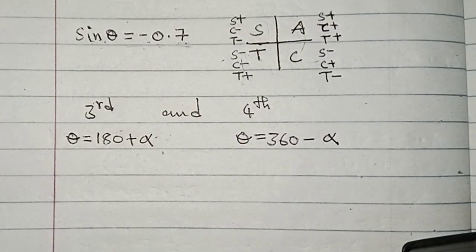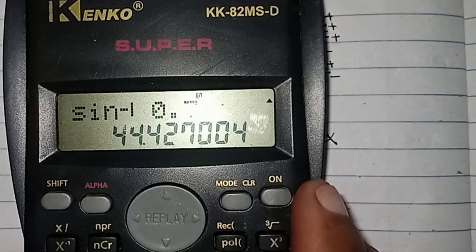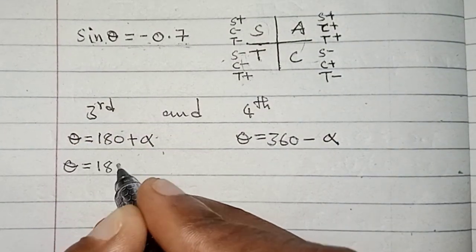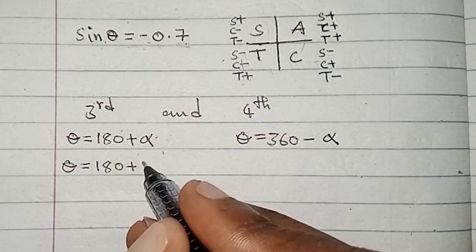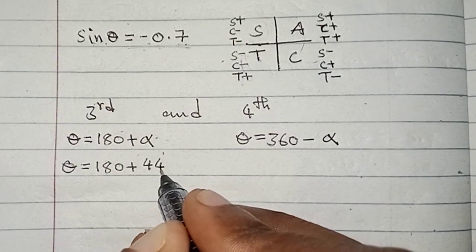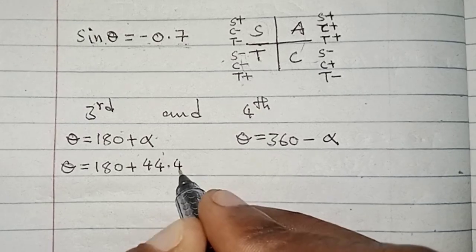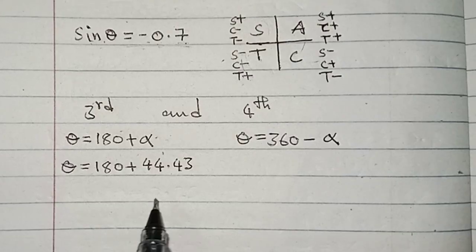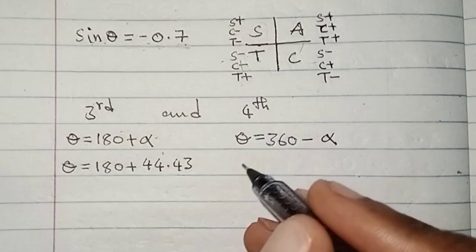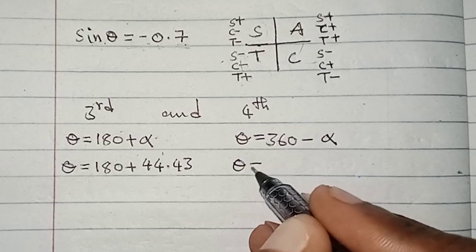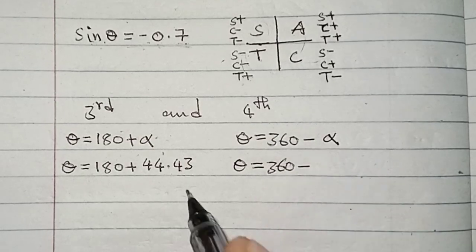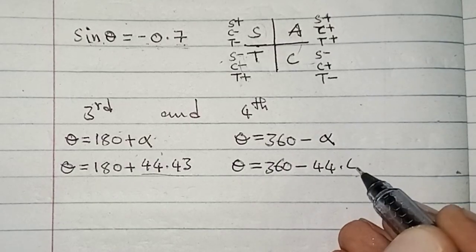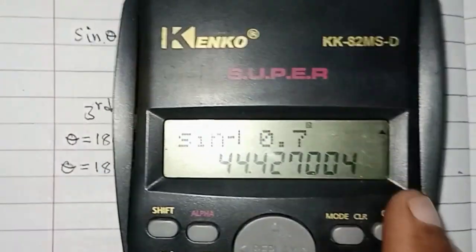This answer that we got on our calculator, that's the value of alpha. So we say theta is equal to 180 plus our alpha, we have 44.43. I'll work with 2 decimal places. So that's the alpha value. Then on the other side, we do the same. We say theta is equal to 360 minus our alpha, 44.43.